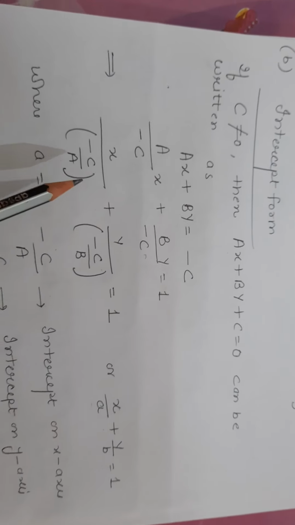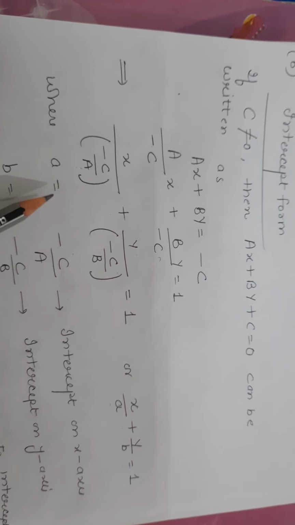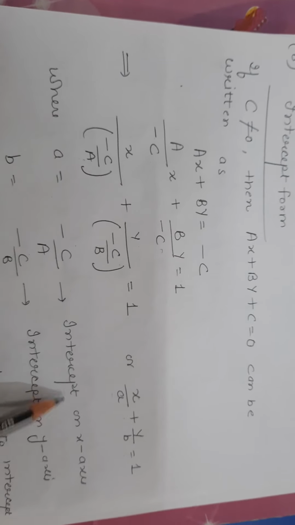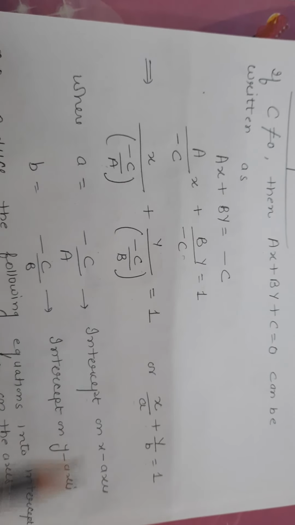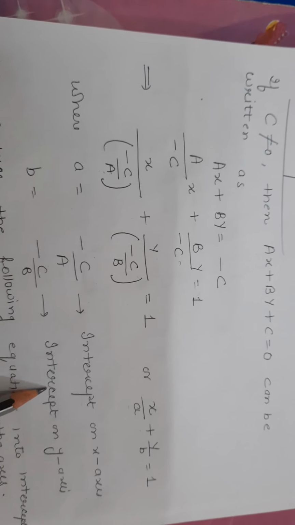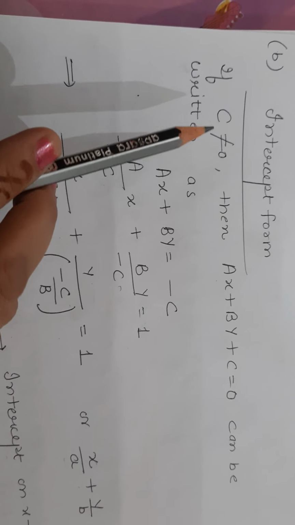If you compare these two equations, a is this. Small a is minus c upon a. This is your intercept on x-axis. And this b is minus c upon b, intercept on y-axis. I have also written here this c should be non-zero.